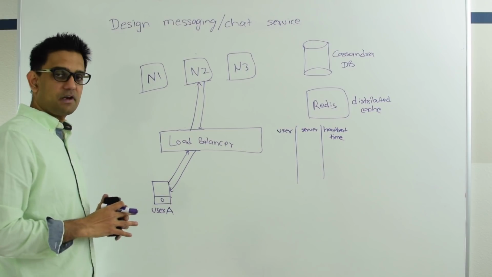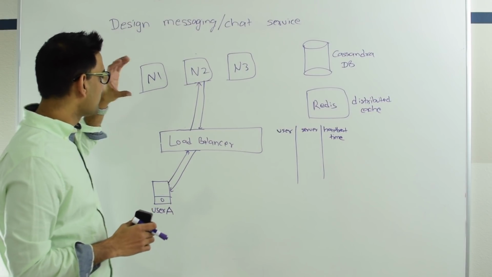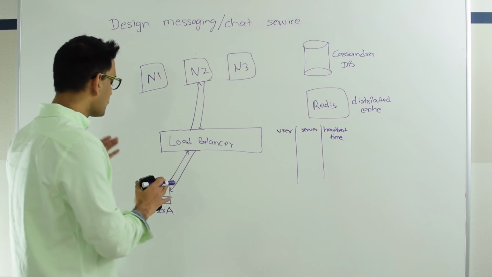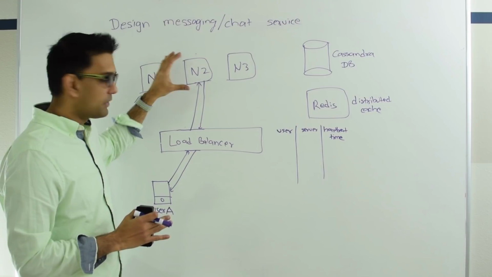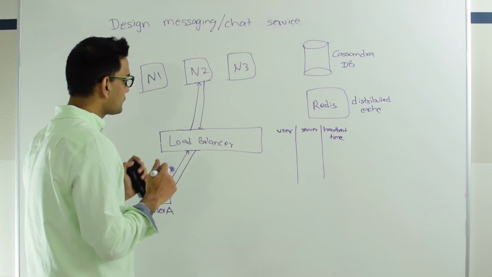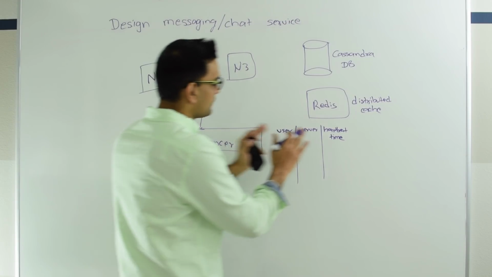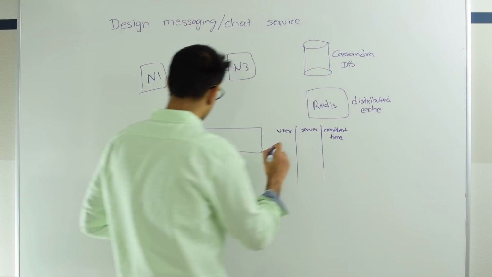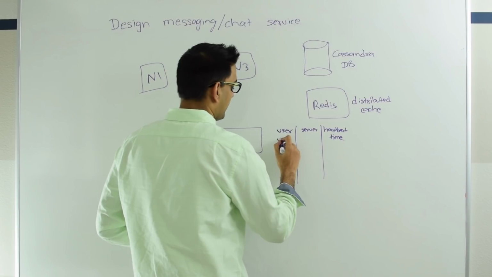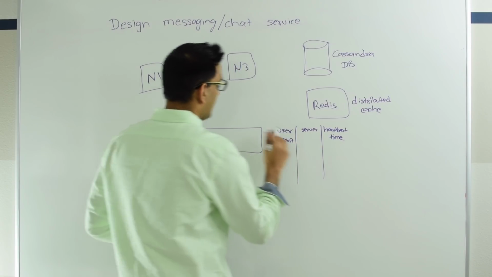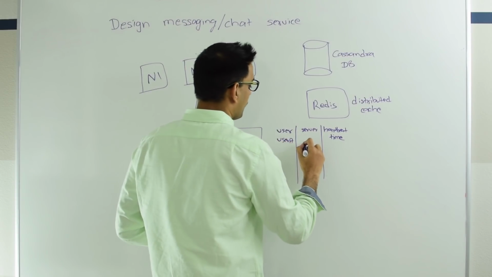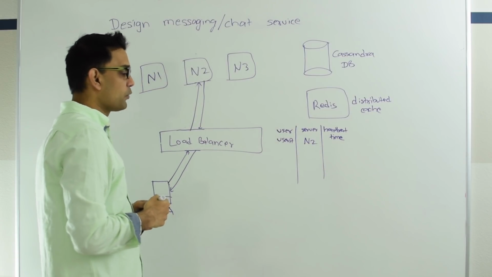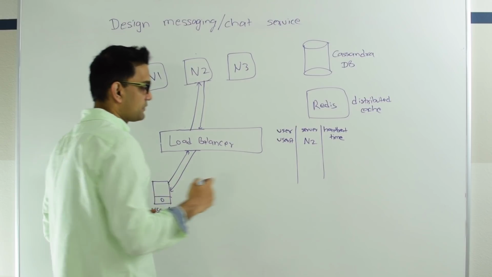Why do we need to constantly heartbeat? Because that way the server knows that user A is still there, and also user A knows that this particular server is still there. So this heartbeat information is going to be stored in Redis. So in Redis we're going to store user A, and then we're going to store N2, which server is managing them, and then we're going to store when the last time this heartbeat was received.